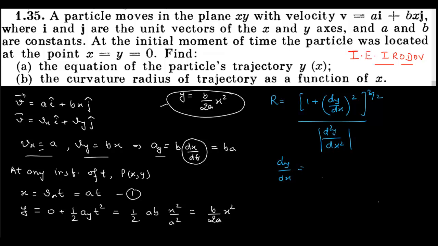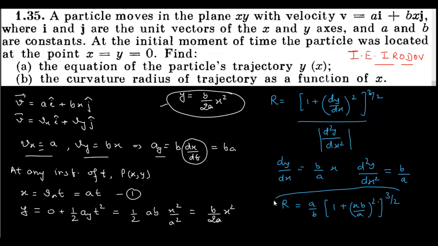From here we can write dy by dx as b by a into x, because differentiating x square will give us 2x, and this 2 gets cancelled. Differentiating this equation again with respect to x, we get d square y by dx square equal to b by a. Substituting these values here you will get the value of r, that is equal to a by b into 1 plus x into b by a whole square, raised to the power 3 by 2. So this is our answer to the second part.